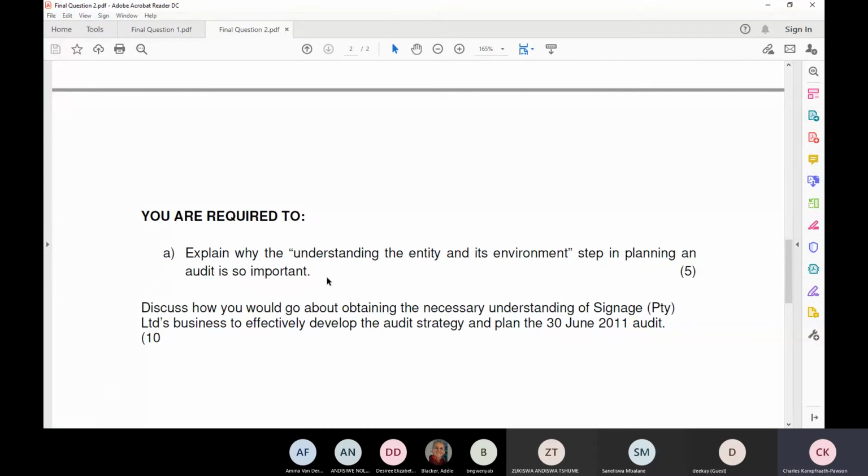Not very slow, hey? Explain why the understanding the entity and its environment step in planning an audit is so important. I'm going to give you about, say, 2 minutes just to draft or jot down a few notes to discuss, and then we will discuss.